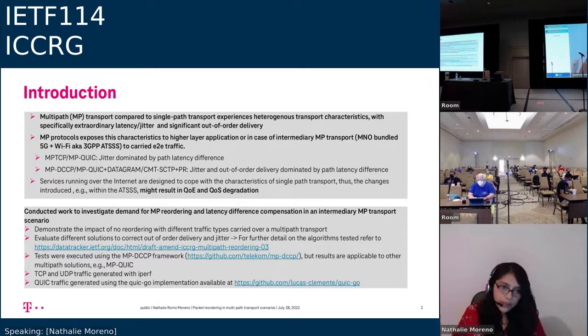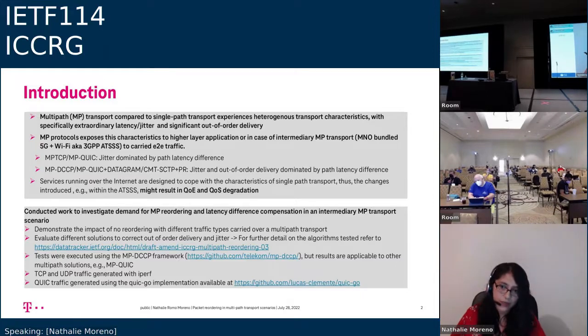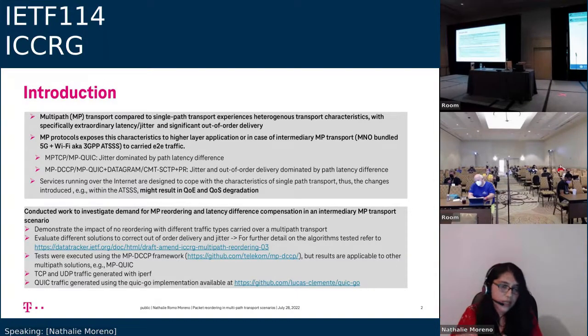Now, the problem is that the services running over the internet are designed to cope with the characteristics of the single path transport. So if we add this high jitter and this high out of order delivery introduced, for example, by an ATSSS splitting use case, this might result in quality of experience and quality of service degradation. So coming from this statement, what we did was to conduct some work to investigate the demand of multipath reordering and latency difference compensation precisely in the scenario where an intermediary multipath transport is used, as it is the case of the ATSSS splitting scenario. In a first stage, we demonstrate the impact of no reordering with different traffic types carried over a multipath transport.